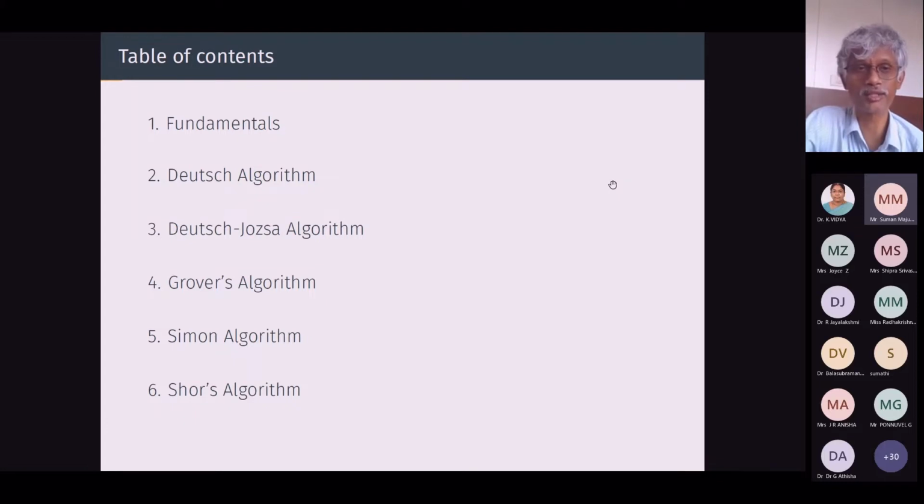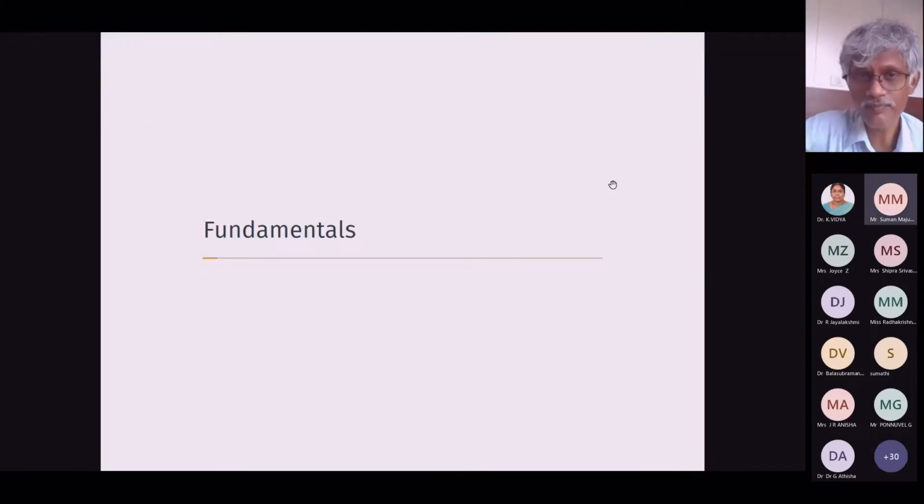So I put all that in the fundamentals, and then we go on to look at probably the first quantum algorithm, which was given by Deutsch, and then there is a slight extension of it. Then we'll go to Grover's algorithm and look at an example. Probably that will be it for today, and tomorrow we'll continue with Simon and Shor. So in the next 1.5 hours, we'll be doing this much, I hope, with your cooperation. So let us go in.